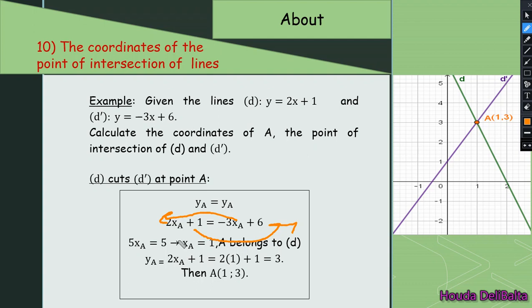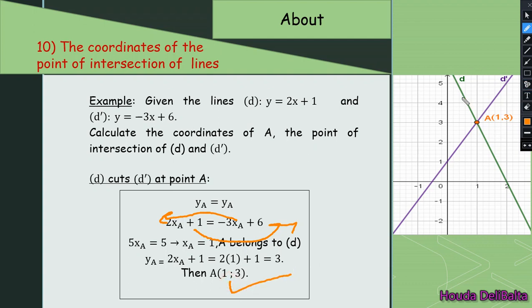Now I found xa. How can I find ya? I just evaluate this value xa in one of these equations, either in D or in D prime. So I can evaluate in D or in D prime. I chose D here. So ya equals 2xa plus 1. I have xa, which is 1. Then I evaluate. So 2 into 1. In place of xa, I put 1. And I will have 2 into 1 plus 1, which is 3. Then the point A is 1, 3.